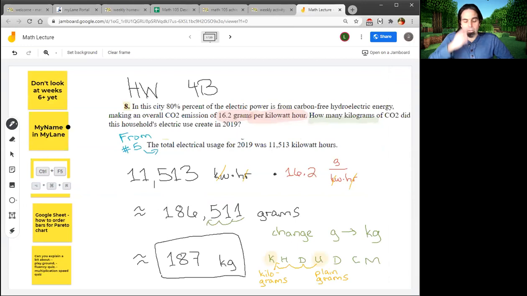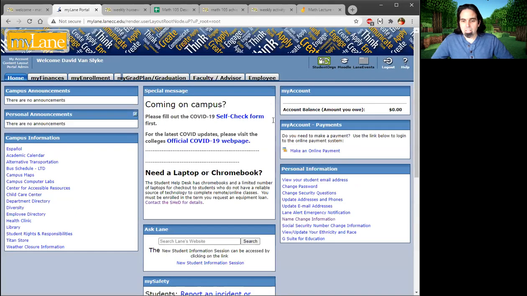A second thing I thought of, that this class, as often is the case, has a large number of nicknames. There's a Jacob who goes by Jay. There's lots of people that shorten their name. So if you want your official LCC email and everything to reflect a nickname, you can. If no one has told you this, you go into My Lane and you go to name change information in the personal information box there.